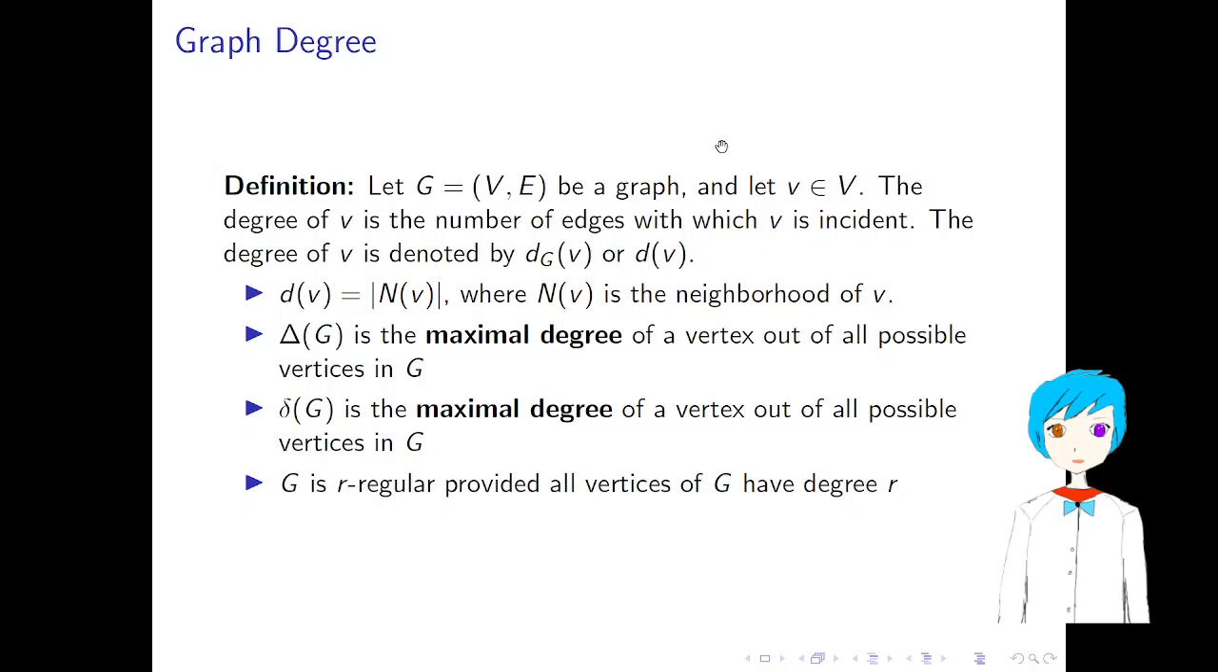The big delta of G is the maximum degree of a vertex out of all possible vertices in G. The small delta of G is the minimum degree of a vertex out of all possible vertices in G. We say that G is r-regular, provided that all vertices of G have the same degree r. So here, small delta of G is the minimum degree, not the maximum.